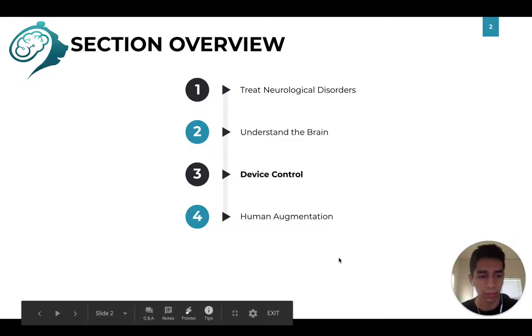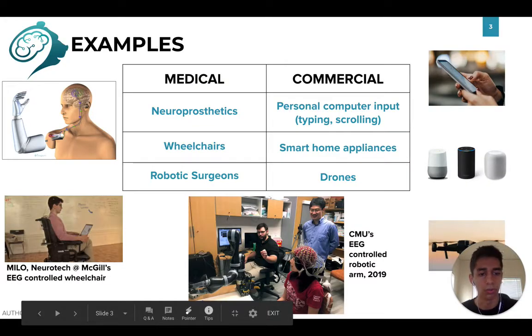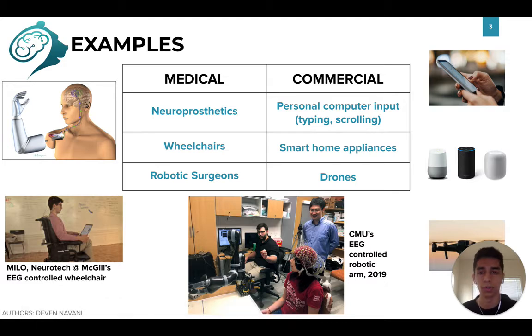So when we talk about device control, we're referring to devices in both the medical context and the commercial context. In the medical context, we listed 3 examples. The first 2 are related to restoring some sort of abilities in patients, right? When it comes to neuroprosthetics, you're restoring motor abilities that patients have lost in their arms or legs. The neuroprosthetic is an example of a device, and it's controlled usually using some sort of invasive device.